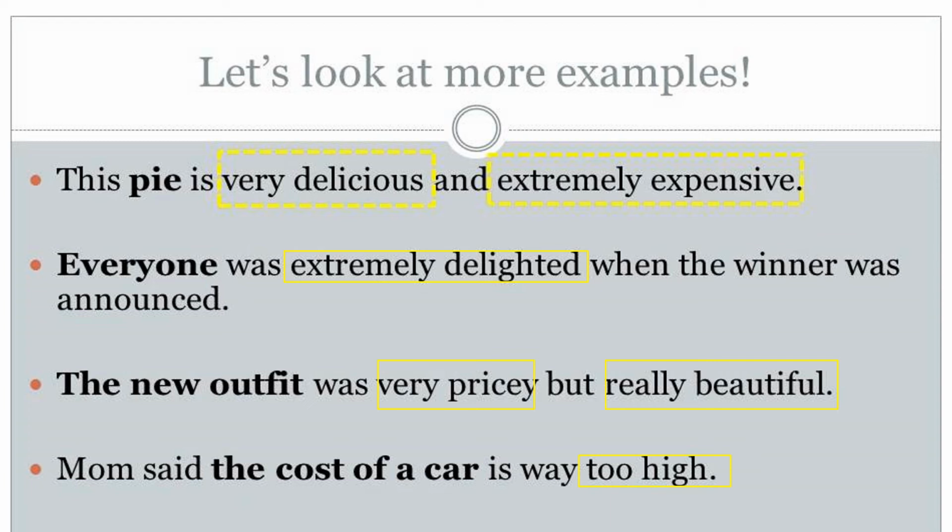Here now, one more thing, students, that can come to your mind is that mom is also a noun here, but why are we not modifying mom? Why are we stressing on the cost of a car? Because the sentence is talking about the car, or the adjective phrase is talking about the car. It's not talking about mom. Mom just said it. So the adjective phrase for this is way too high. Is that clear? All right. Moving on.